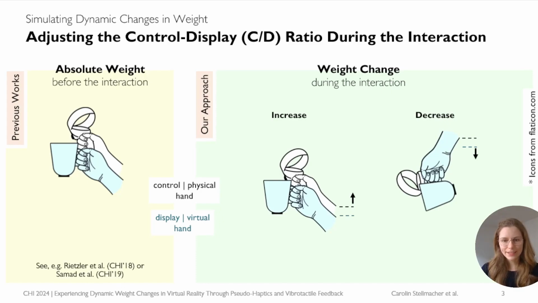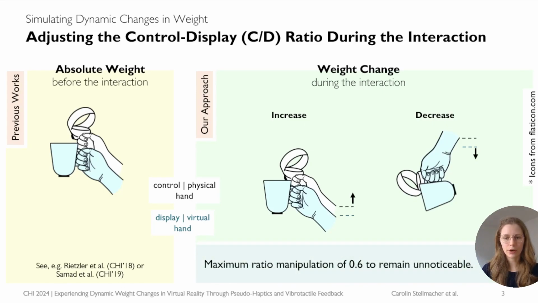In our implementation, the extent of manipulation is directly influenced by the water level in the cup. We applied a maximum CD ratio of 0.6, similar to previous research, as this was often the threshold for the displacement to become noticeable by users.